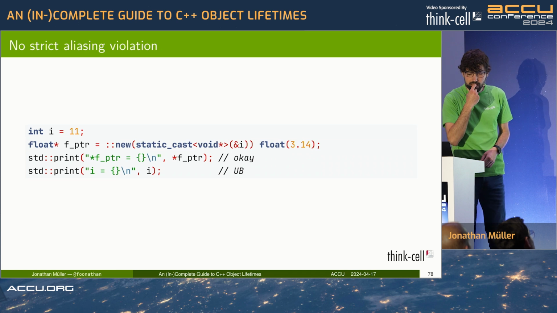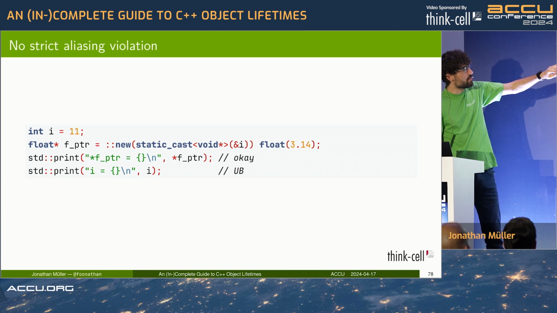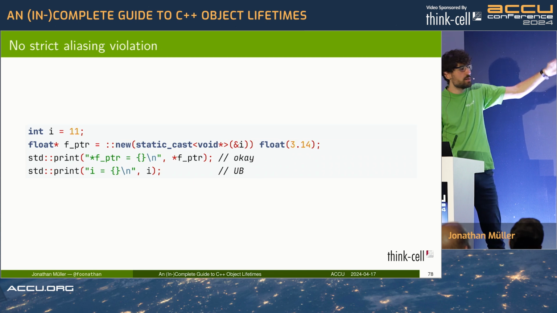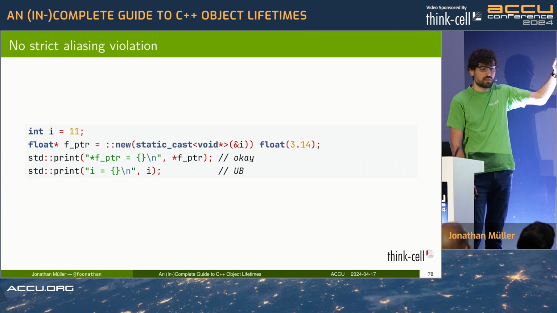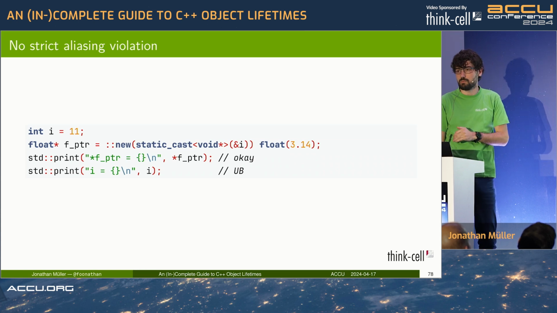So this brings me to this code. Somebody alluded to that, not quite, but similar. We've got our int object, we put a float in there, we've got a pointer to that float, we can use that float. This is fine. We can't use i anymore, because this is a non-transparent replacement. We don't have an int object, we have a float object. We can't access a float object via an int object.